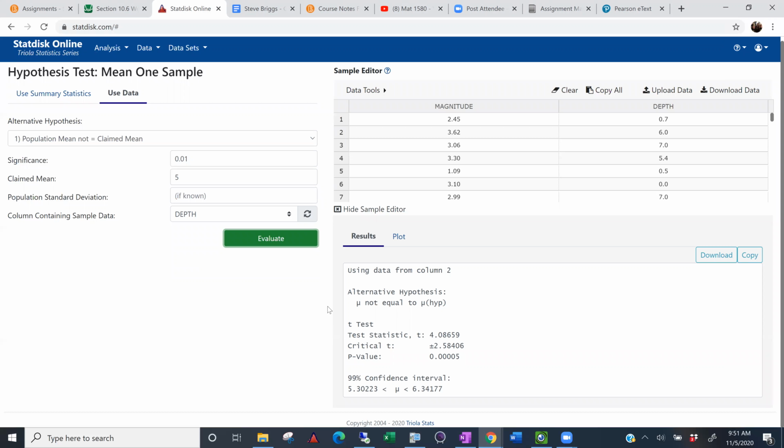P-value was 0.00005. Awesome. So your p-value, in case you're not seeing it, is down here. So a lot of work to get that one little wonderful number.